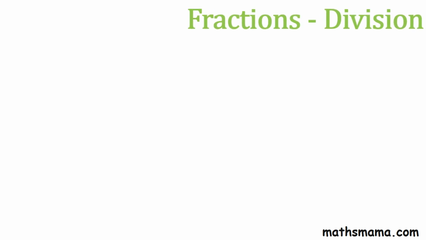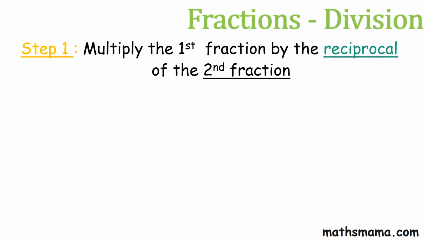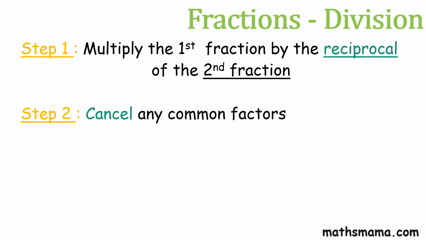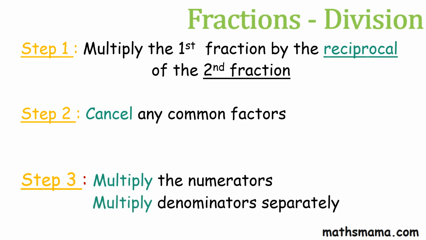In step 1, we'll multiply the first fraction by the reciprocal of the second fraction. So the reciprocal means we'll swap the values of the denominator and the numerator. And in step 2, we'll cancel all the common factors, and thereafter we'll multiply the remaining numerators and the denominators separately. So hope you remember step 2 and step 3. Those are the techniques that we used when we were multiplying two algebraic fractions. So let's apply these three techniques in a question.